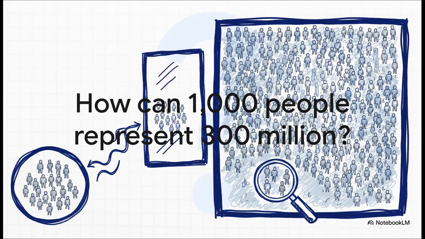Now, this is a question that I think everybody asks at some point, and it's a good one. It feels completely counterintuitive. How on earth can a tiny little group of, say, 1,000 people tell you anything reliable about a whole country of 300 million? It sounds like a trick, right? But it's not. The answer lies in something called inferential statistics, which is this incredible field dedicated to making smart, reliable conclusions about the whole based on evidence from a small piece.